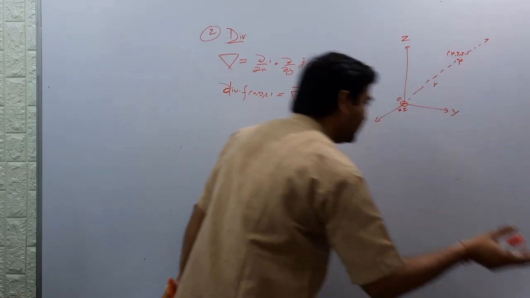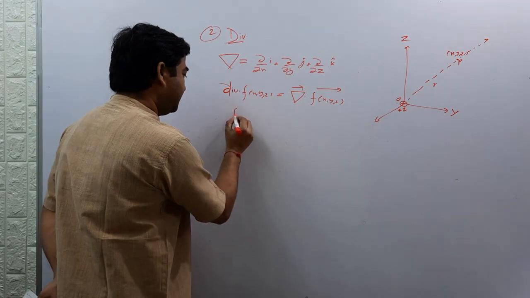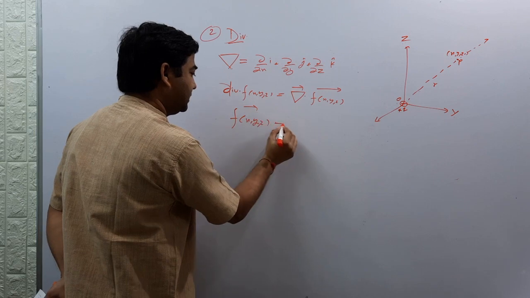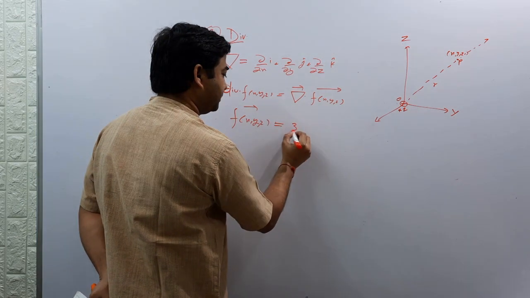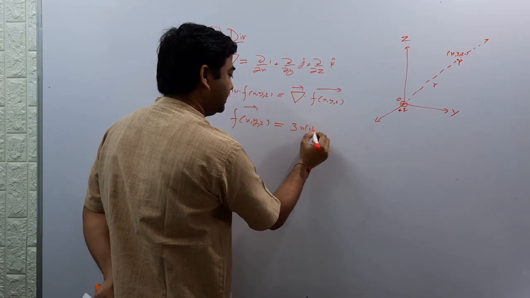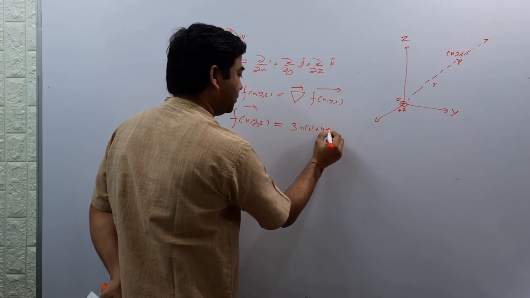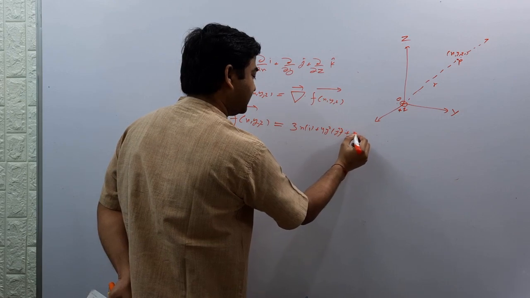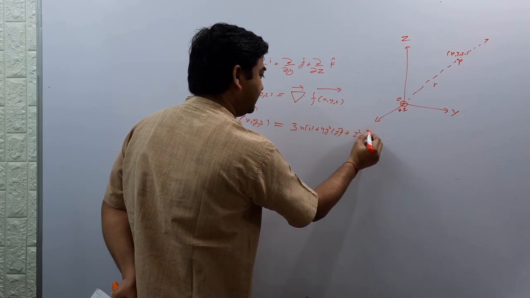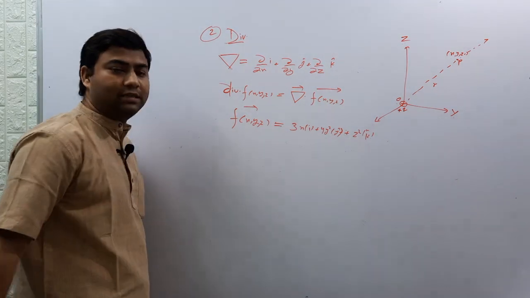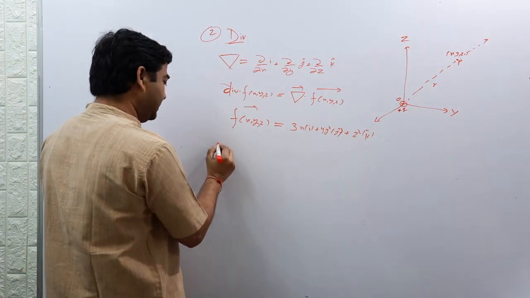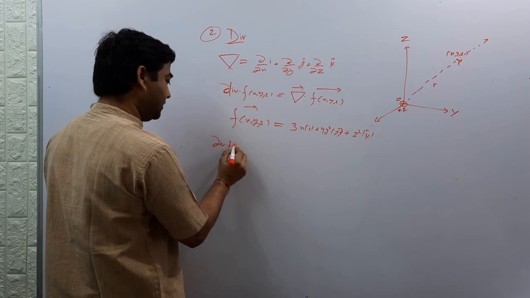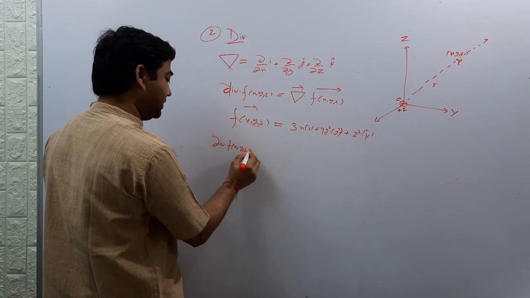Simple example of divergence. Let there be a vector function f(x, y, z) equal to 3x i plus 4y square j plus z square k. We have just arbitrarily chosen a vector field. Now we will find the divergence of this vector field f(x, y, z).